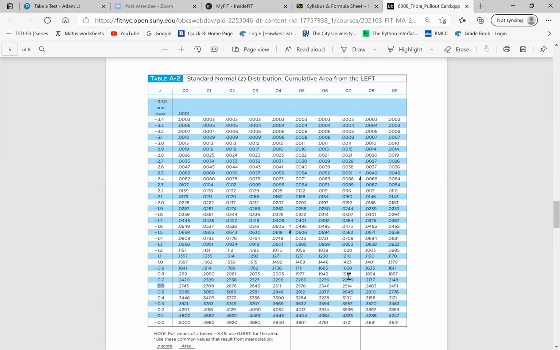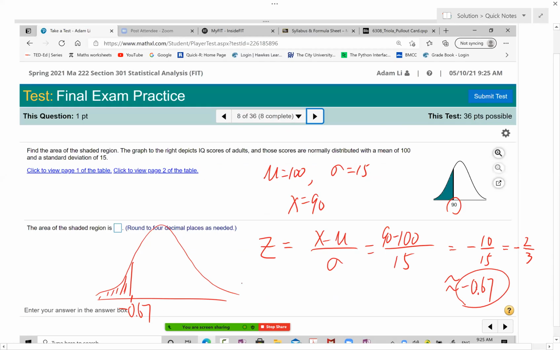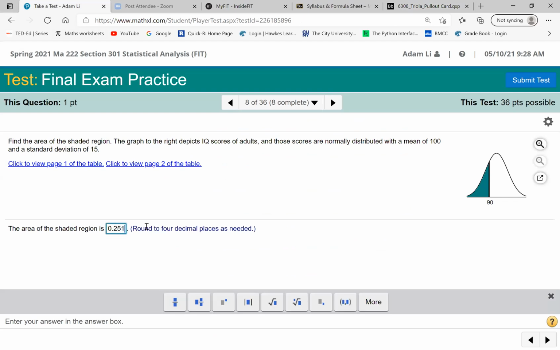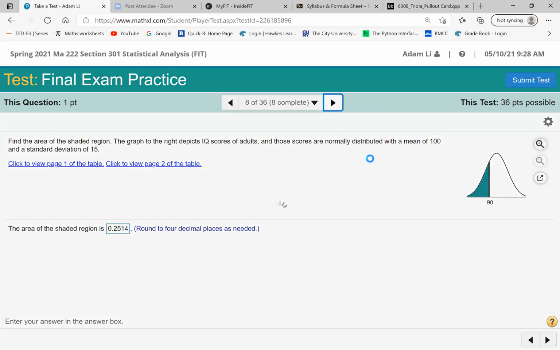And we find the other number, the second decimal, 0.07. So the answer turned out to be 0.2514. Probability for IQ score less than 90 is 0.2514. So you put in 0.2514 for that. Okay, that's question 8.